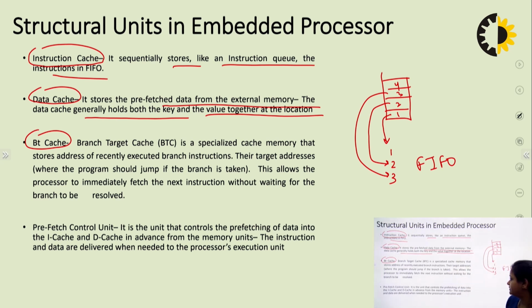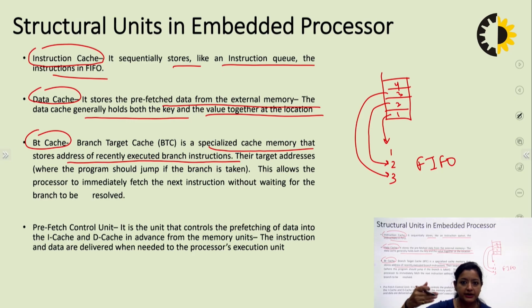Then branch target cache is a specialized cache memory that stores the address of recently executed branch instructions. Okay, so there are some instructions. We have studied the types of instructions and one of the categories was branch instructions. It means the branching is done like jump, call. These are the instructions which are used for branching within a program or branching to a different subroutine when we use call. So when branching is done, in that case your branch target cache memory comes into picture, and what it does is it stores the address of recently executed branch instructions, their target address where the program should jump if the branch is taken.